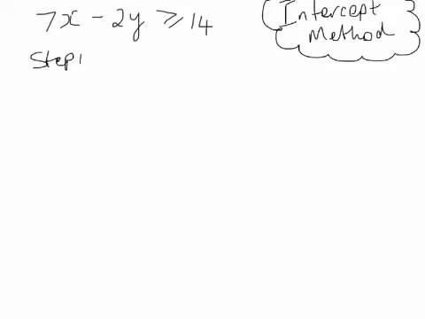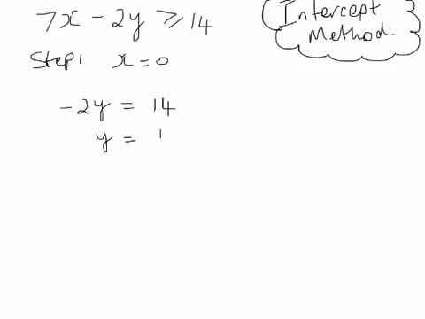We're going to take 7x take away 2y greater than or equal to 14, and we're first of all going to say x is equal to 0. So if x is equal to 0, we've got 7x take away 2y is greater than or equal to 14. So that means we've got 7 times 0, and you know that 7 times 0 is just going to disappear. So we're going to have this, and we're going to do it equal to 14.